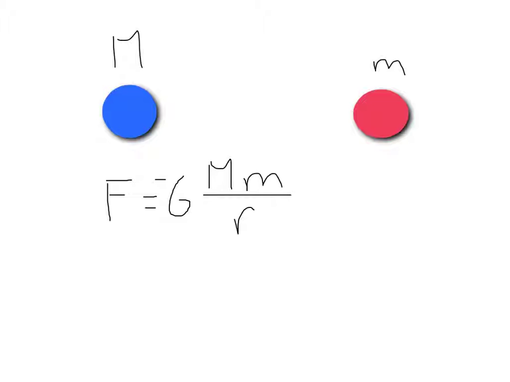And I put this minus sign here, meaning that the force is always attractive. Sometimes this will be important, especially when you deal with vectors. Most of the time you can ignore it and just focus on this part here.